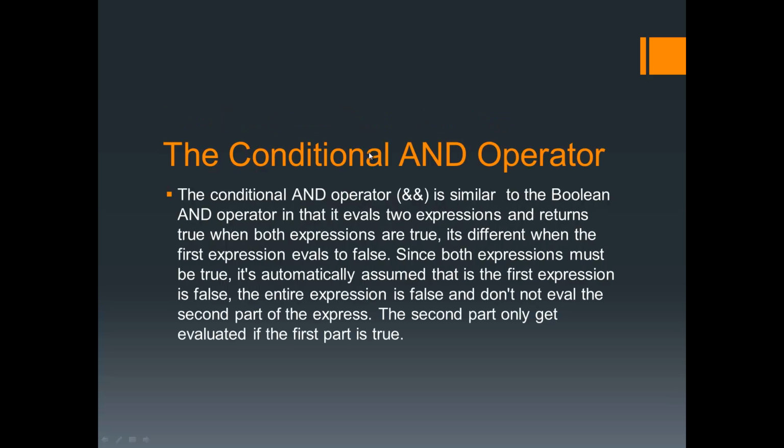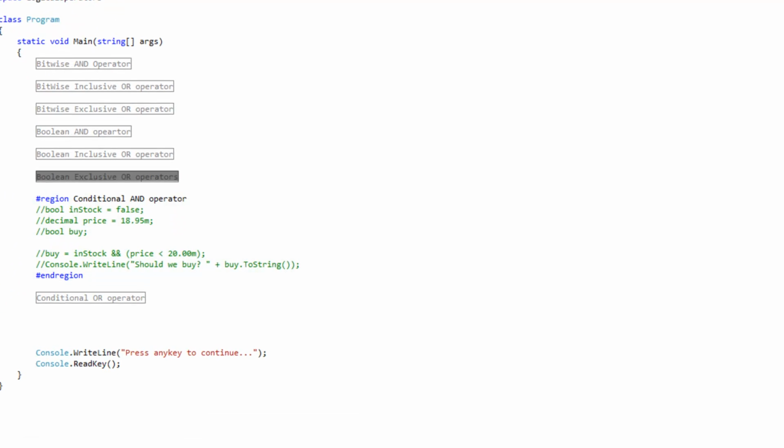The conditional AND operator, which is the double ampersand sign, is similar to the Boolean AND operator in that it evaluates two expressions and returns true when both expressions are true. It's different when the first expression evaluates to false. Since both expressions must be true, it automatically assumes the entire expression is false and does not evaluate the second part of the expression. The second part only gets evaluated if the first part is true. These can also cause some problems, so you've got to be wary and watch out for them.